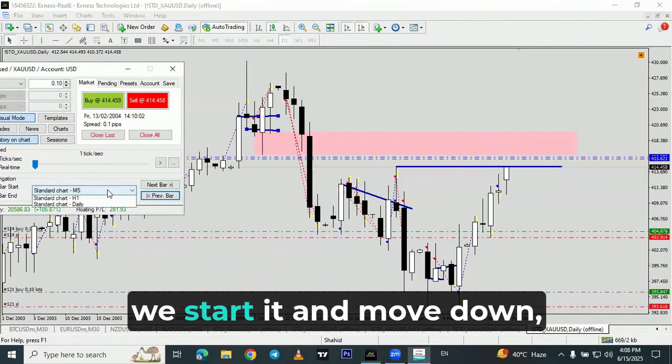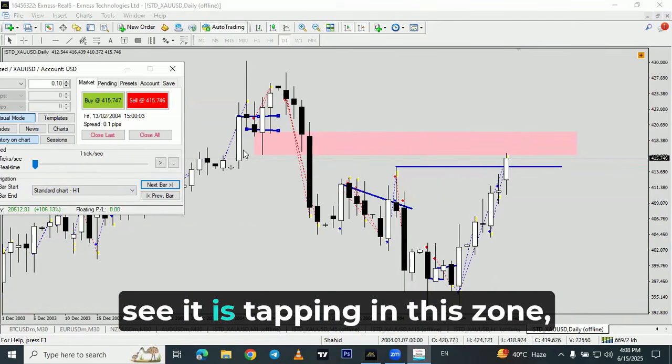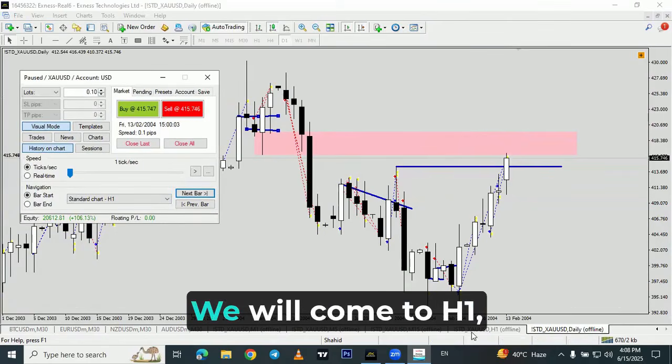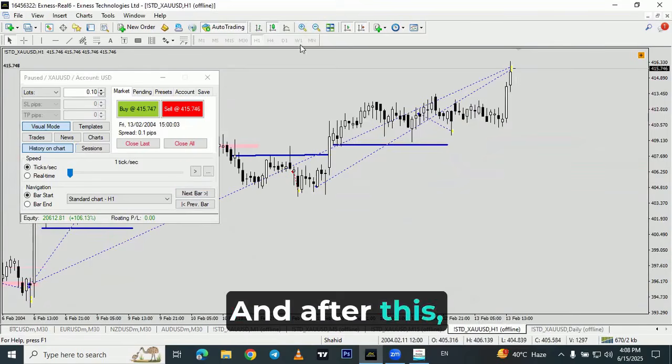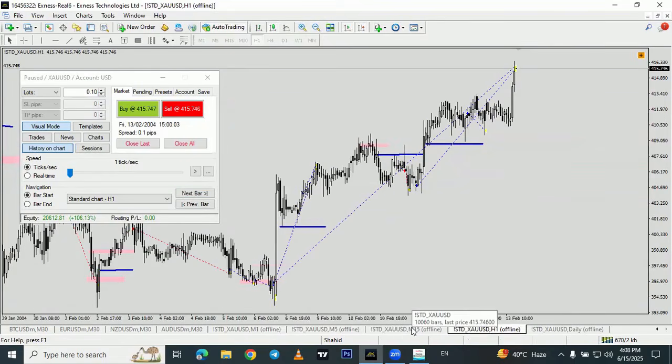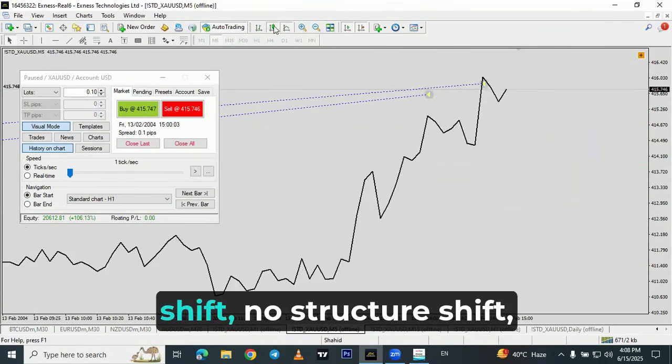So now we started and moved down. See here, the market is tapping in this zone. See, it is tapping in this zone. So what will we do? We will come to H1, see the session. Our session is New York, right? And after this we put it on 5 minutes, wait for the structure to shift. Here there is no structure shift, no structure shift.